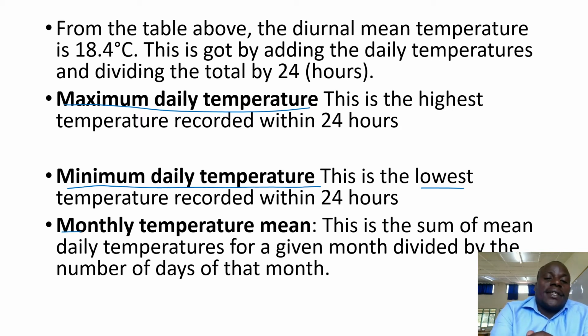Then monthly temperature mean. This brings us back to the average. Monthly temperature mean. It is the sum of mean daily temperature for a given month divided by the number of days of that month.